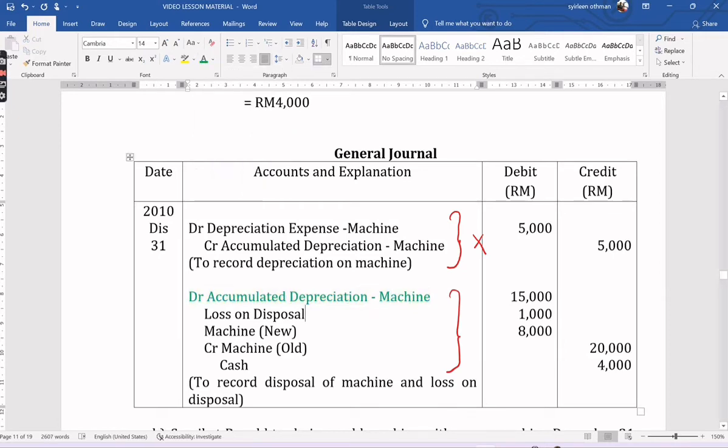Okay, so you see here, debit accumulated depreciation and credit the asset account. Ini mesti ada. Okay, sebab bila kita dispose, that means account tu tutup. So bila mak dia tutup, anak dia akan ikut sekali. So credit machine is the account, and accumulated depreciation is the contra. So the contra will be automatically closed together with the asset account.